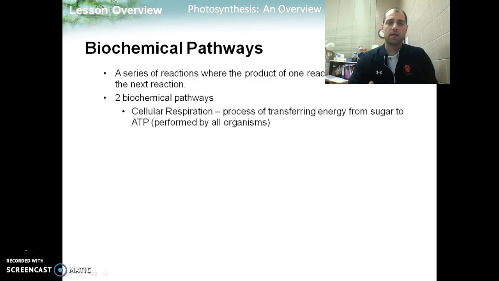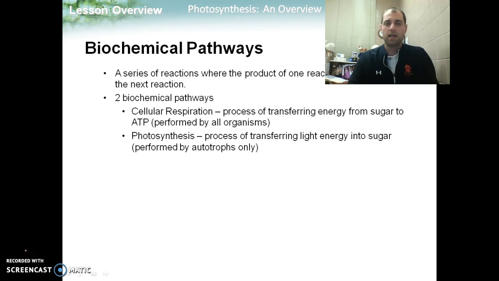The first is called cellular respiration, a process in which we transfer energy from sugar to ATP, and this is performed by all organisms, plants and animals. The second is photosynthesis, the process of transferring light energy into sugar, and this is performed by only autotrophs, only our primary producers.